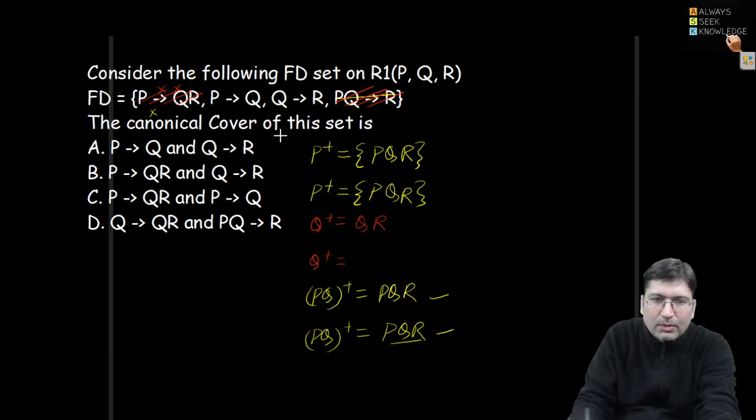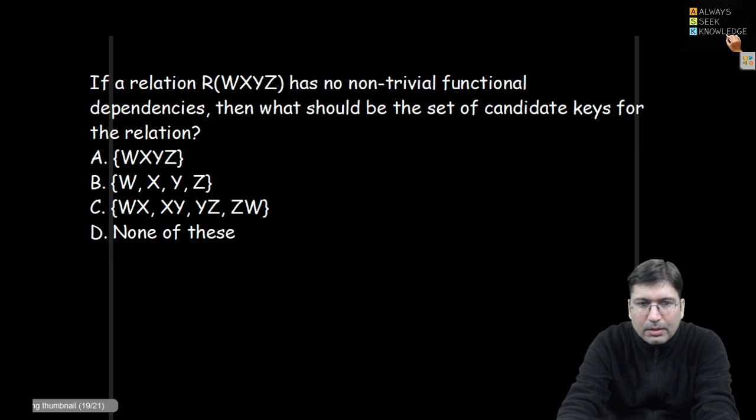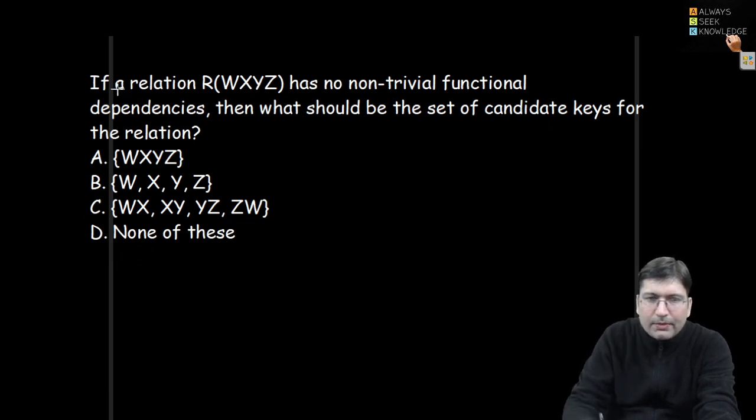Now what they are asking: the canonical cover of this set is P implies Q, Q implies R. That means A will be the right answer. Okay. Now the next question: if a relation R, which has W, X, Y, Z, has no non-trivial functional dependency.